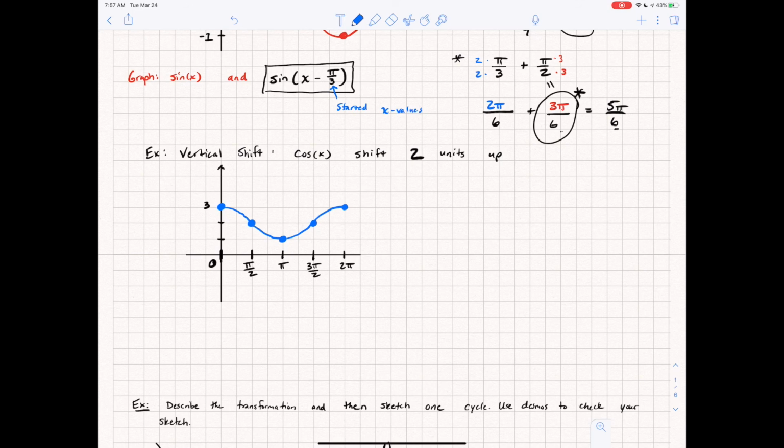And so it's really important here to notice that if I wanted to cut this graph in half, the line that would represent the middle is at 2. And so the observation and the generalization then is that when you shift something up or down, what you are affecting is the middle or the midline of your sine or cosine graph, right? So if I was to shift up or down, this is my middle.